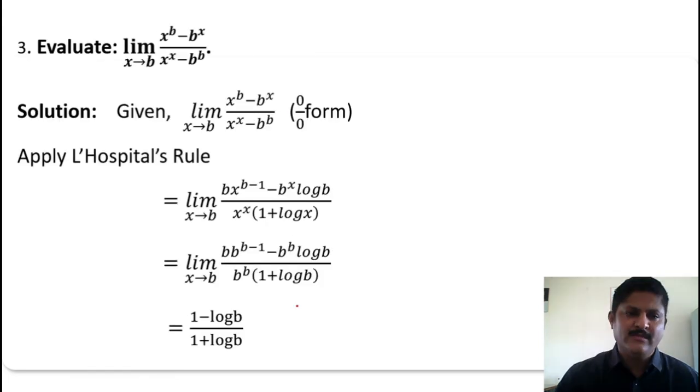Next, evaluate limit of x power b minus b power x divided by x power x minus b power b. Solution: given limit of x power b minus b power x divided by x power x minus b power b as x tends to b. If you apply x tends to b, this becomes b power b minus b power b divided by b power b minus b power b. This becomes 0 by 0, so this is 0 by 0 form.